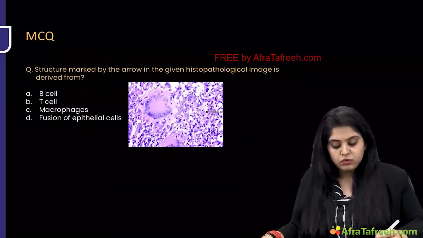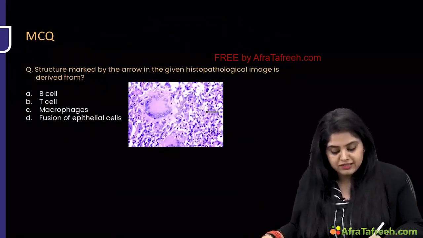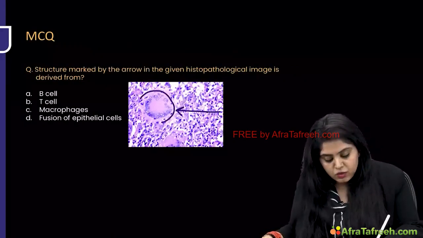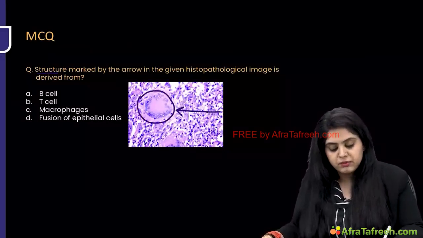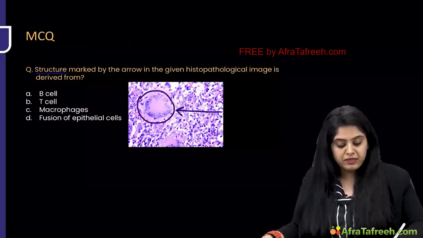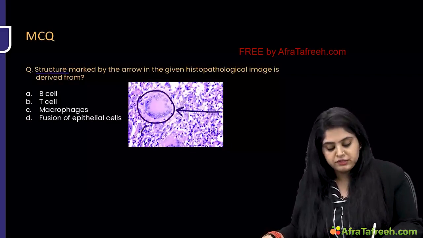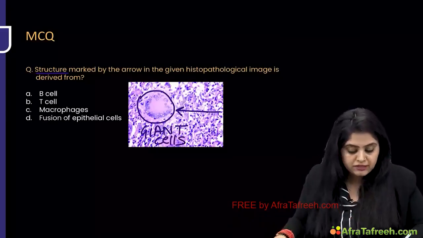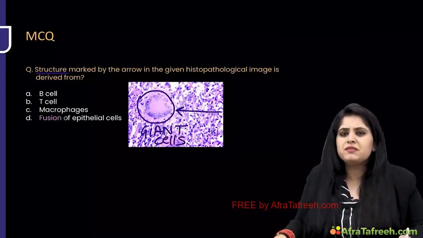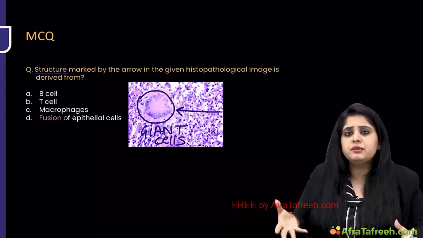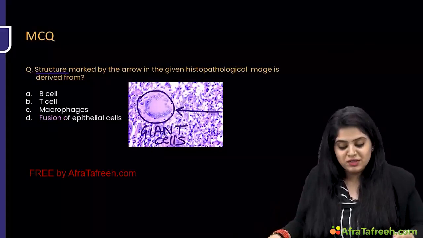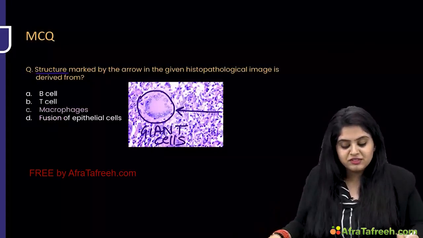Structure marked by the arrow in the histopathological image. I'll extend the arrow a little so that you can see it properly. They are asking you, what is the structure marked, and what is it derived from? So first, what is this structure? Do we all agree this is a giant cell? Now tell me, how was the giant cell formed? Fusion. You will say, ma'am, I can see fusion, but fusion of what? Was it fusion of epithelial cells like squamous epithelium? No, it was something else. It was fusion of macrophages. So your answer is option C.